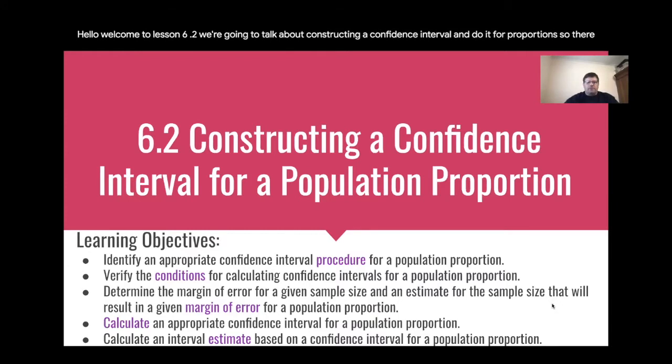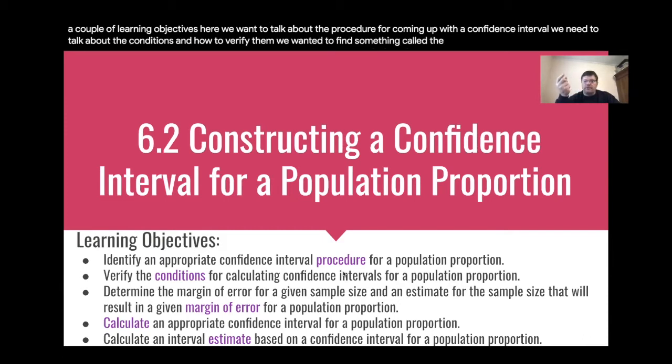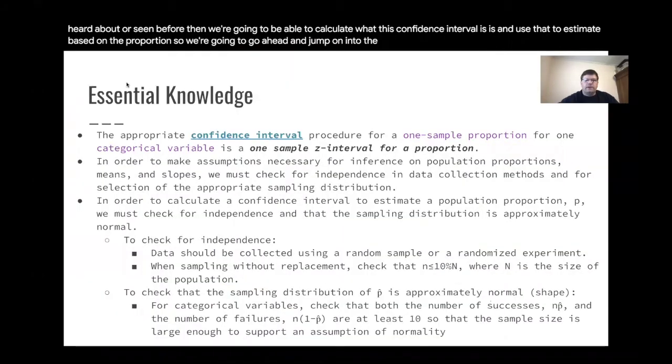So there are a couple of learning objectives here. We want to talk about the procedure for coming up with a confidence interval. We need to talk about the conditions and how to verify them. We want to define something called the margin of error, which you may have heard about or seen before. Then we're going to be able to calculate what this confidence interval is and use that to estimate based on the proportion. So we're going to jump on into the essential knowledge.